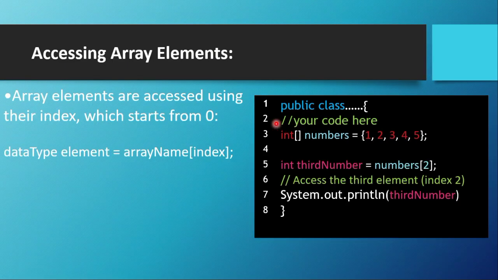So how do we actually access these array elements? Say you want to access this guy, this 3, and only the 3 here. So we could say array elements are accessed using their index, which means it starts from 0.